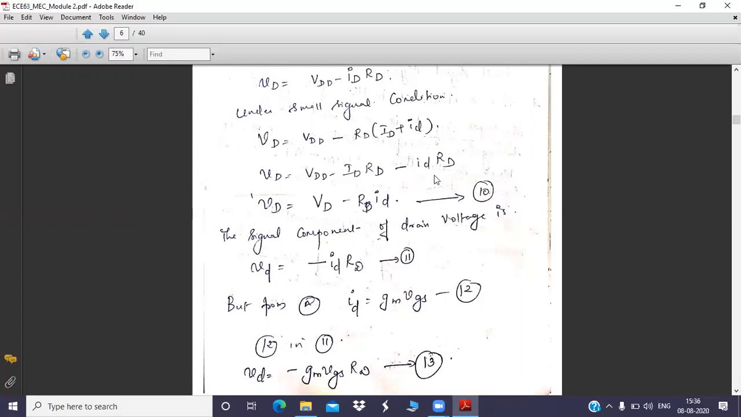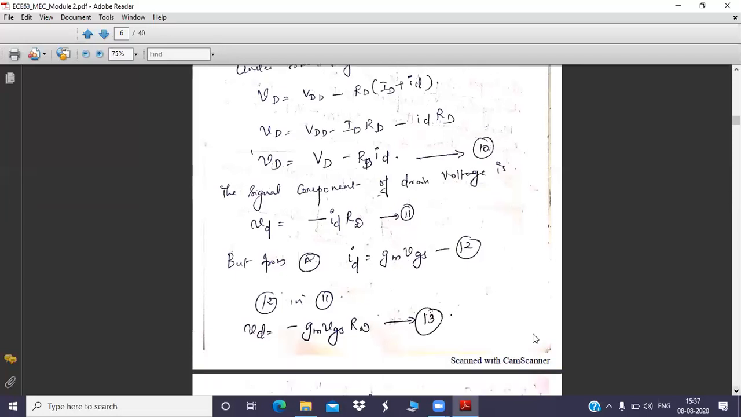Now put 12 in 11. So VD will become, instead of ID, you will put gm VGS. So minus gm VGS RD. Directly, I have substituted 12 in 11 instead of ID. That's all.